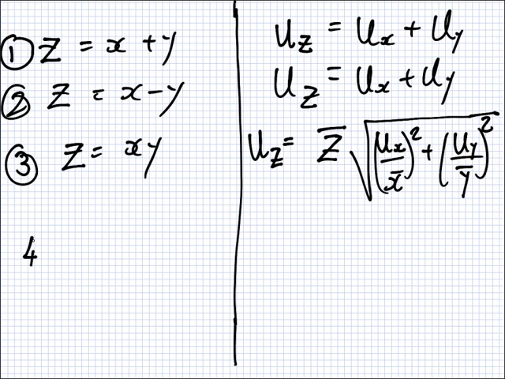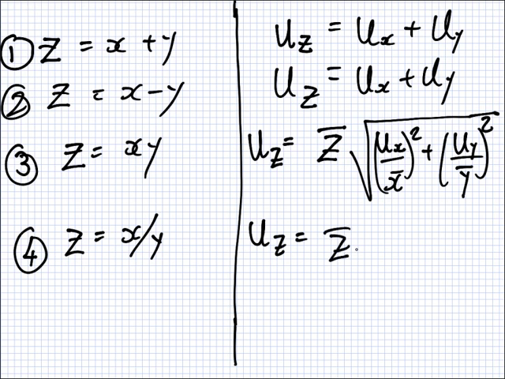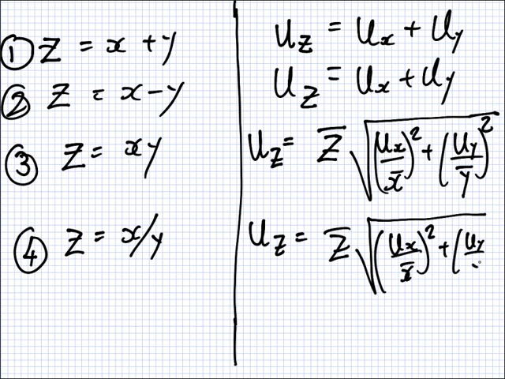Rule 4. z equals x over y, and uz is going to be the same. Same formula. ux over x, squared, plus uy over y, squared. It's the same formula.